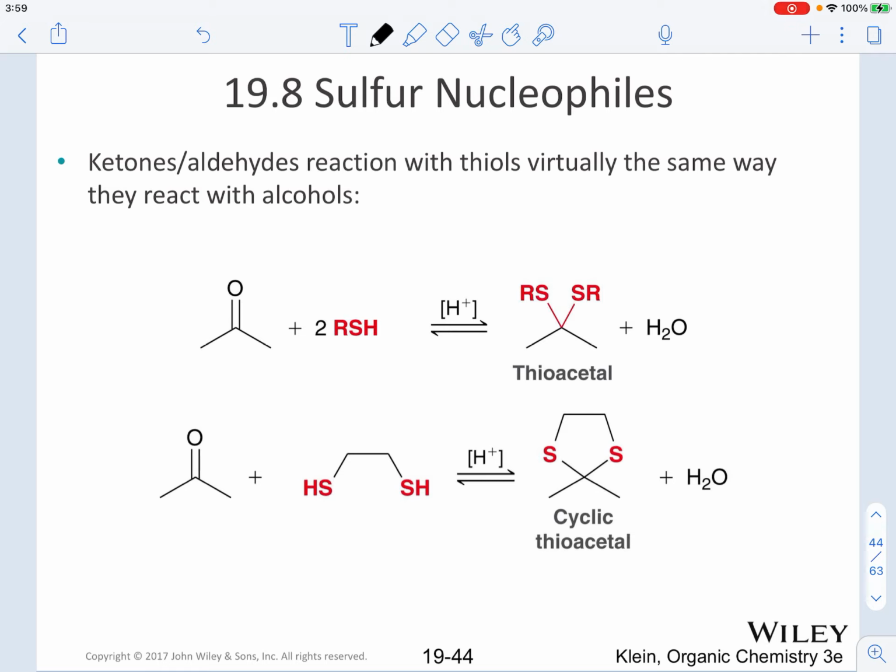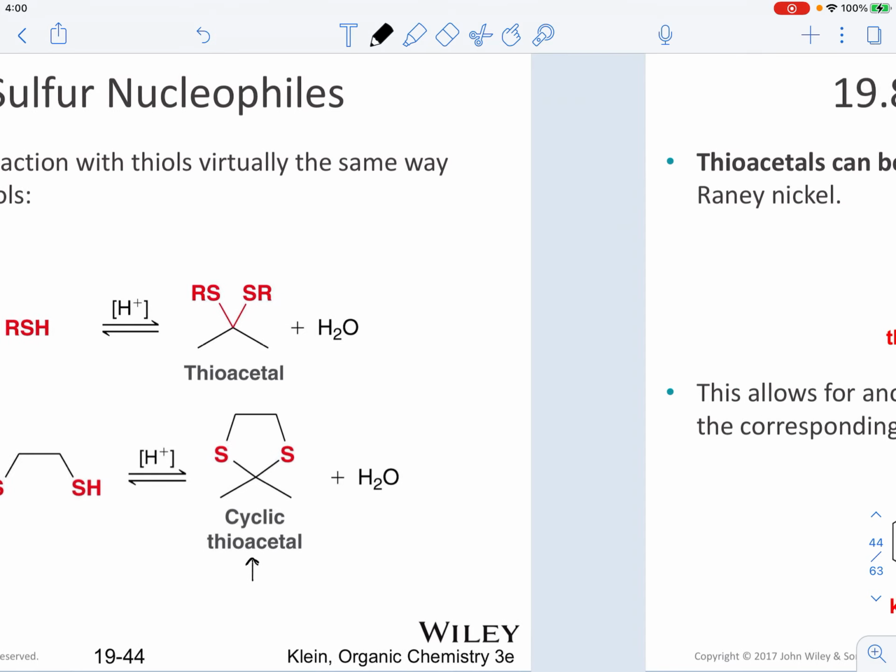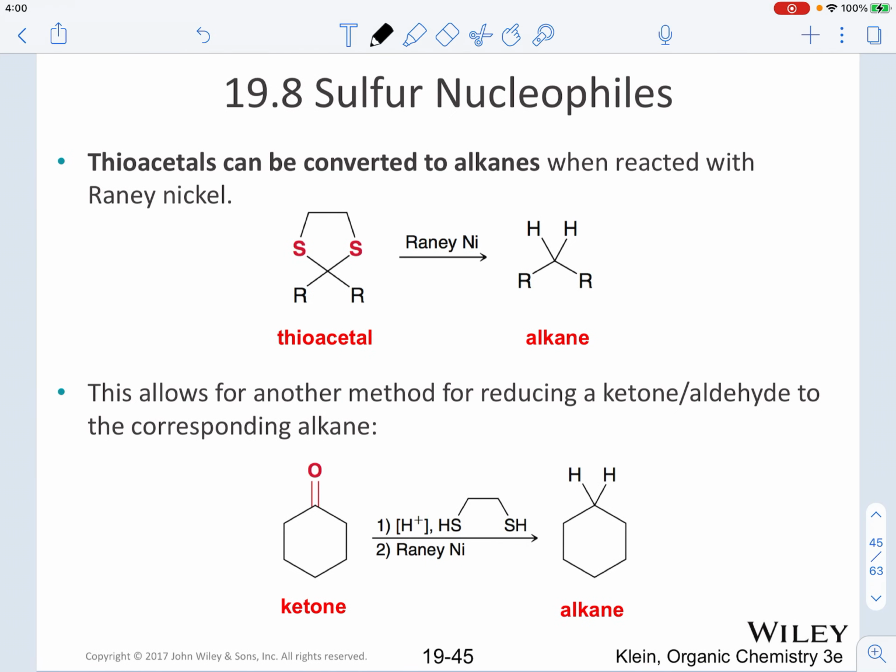You can see in the second reaction in this slide that we can also have a dithiol present in order to react with our aldehyde and ketone, and what that is going to result in is a cyclic thioacetal. Thioacetals can be converted into alkanes when we react them with Raney nickel. Okay, this is just a very specific reaction.